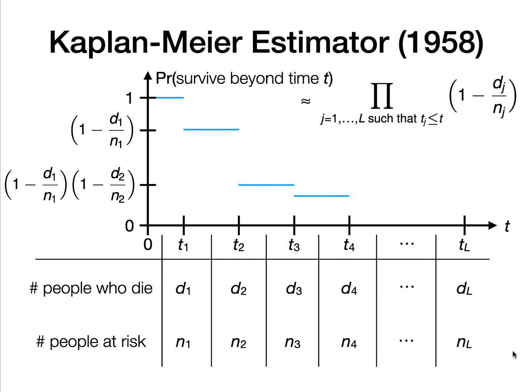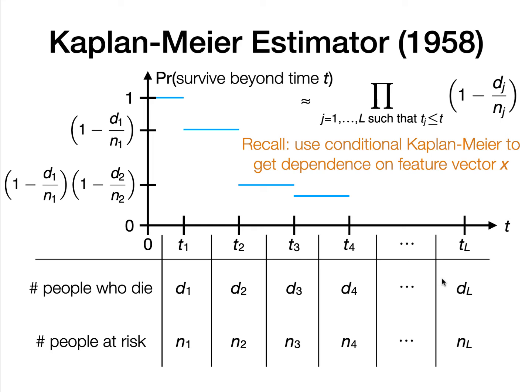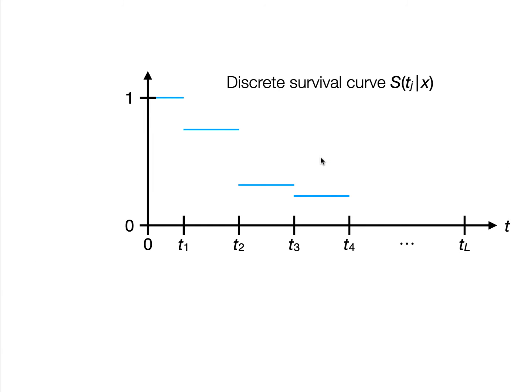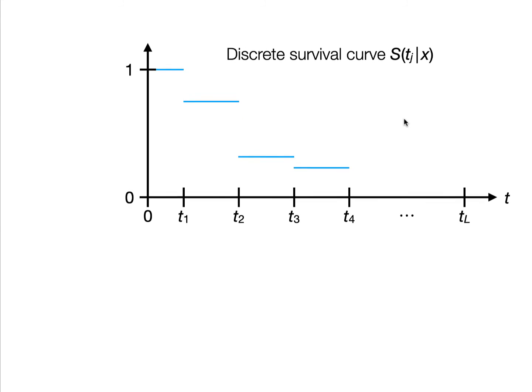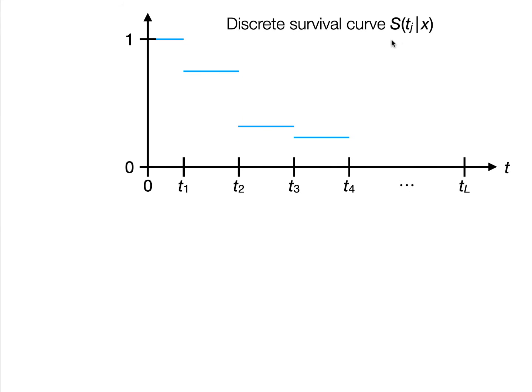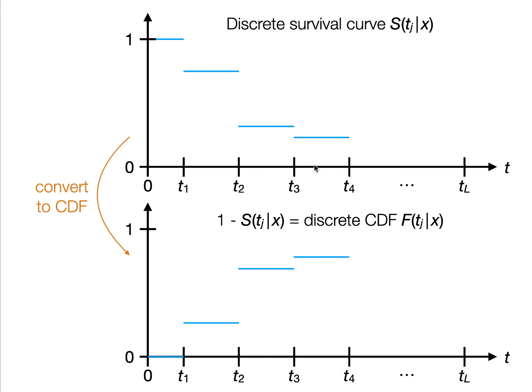And of course, it's a conditional variant that depends on the feature vector x. And basically what we get out of the conditional Kaplan-Meier estimator and also the Kaplan-Meier estimator is a discrete estimate of a survival curve. Okay, it's discrete because we're keeping track of essentially what's happening at a discrete set of time points. Okay, t1, t2 up to tl, and here also time 0. You can turn a discrete survival curve into a CDF. It turns out if you do 1 minus this function, you'll get a CDF.